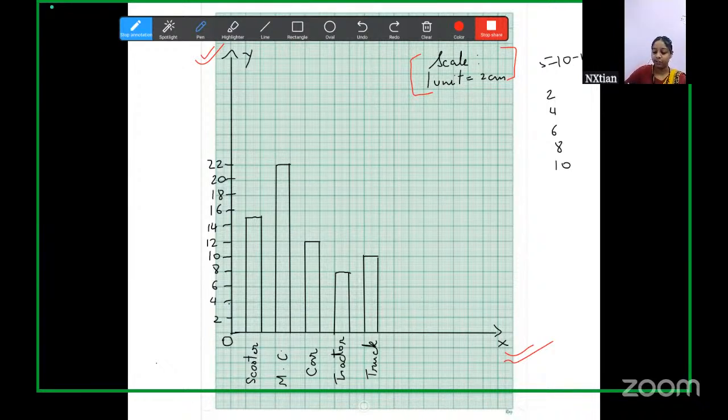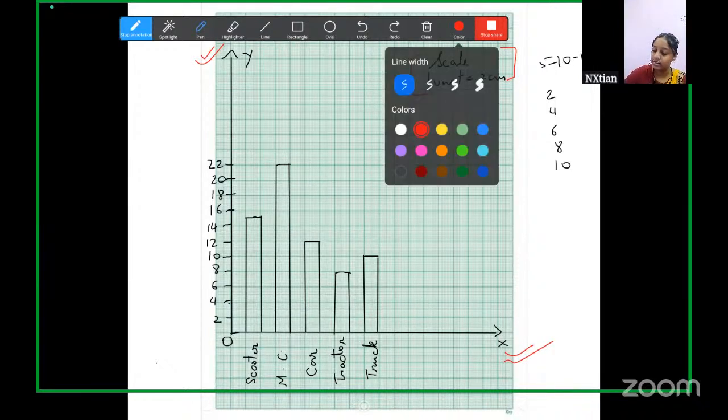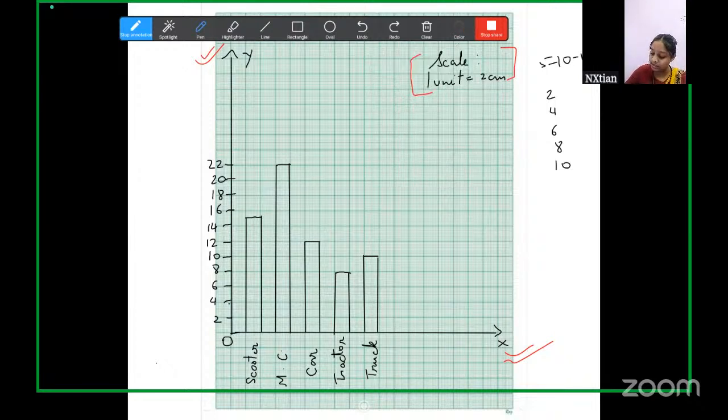Also, I think I didn't mention: here it will be the types of vehicles, and here the number of vehicles. Here we have less space, so type of vehicles, like this we write. Any doubt till here in this question?